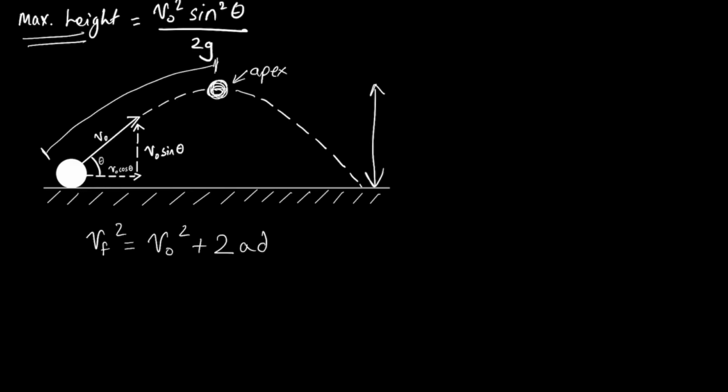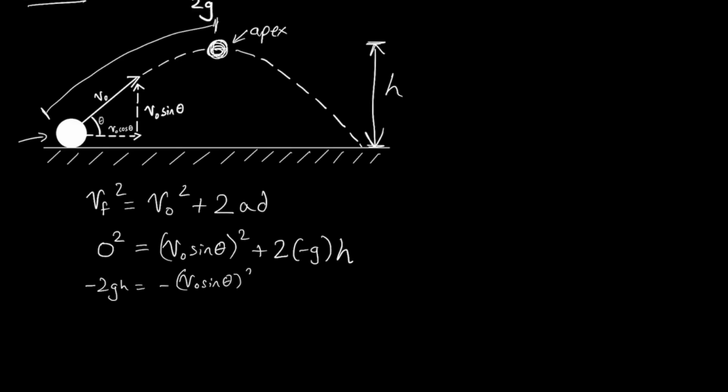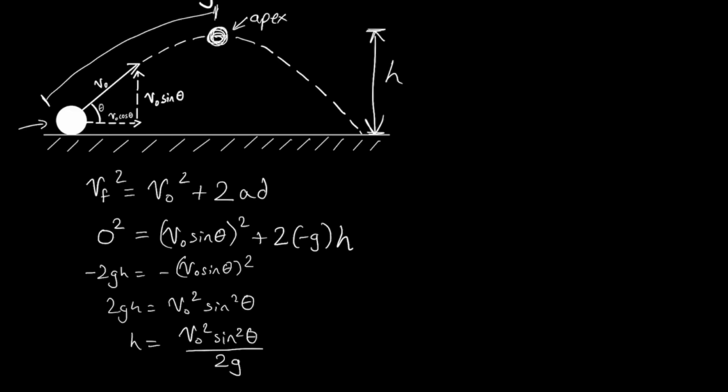Now because we're deriving the equation from the initial position to the apex, our final velocity will be the vertical velocity at the apex, which we know is 0. And the initial velocity will be v0 sine theta. Then as for the acceleration, we know that the vertical acceleration will be the acceleration due to gravity. Then as for the displacement, that will be the maximum height reached, which I will denote as h. Now all we have to do is solve the equation for h. And that is our equation derived.